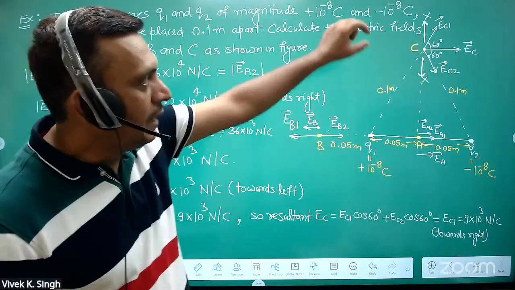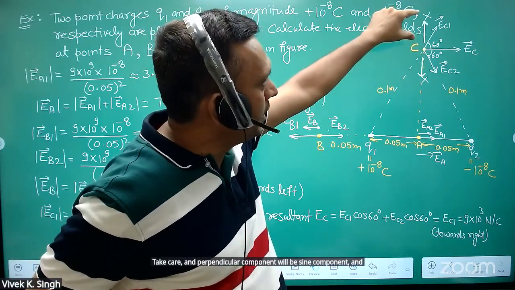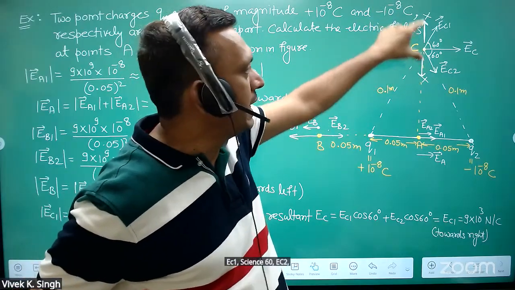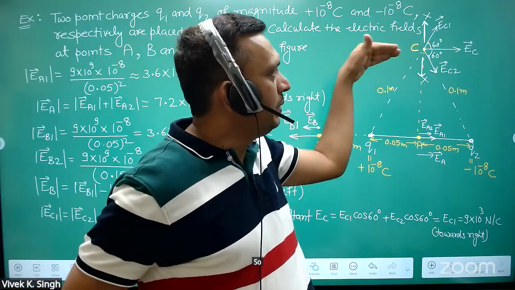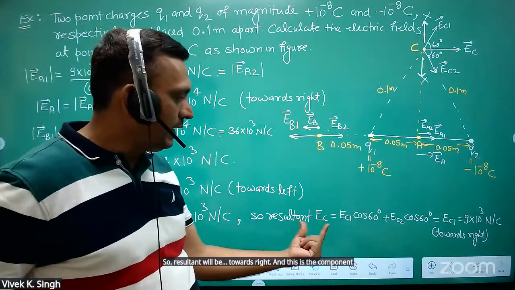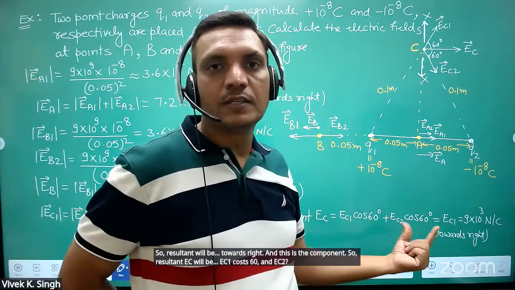Okay? And the perpendicular component will be the sine component. And this sine component, EC1 sine 60 and EC2 sine 60, will cancel out. So the resultant will be towards right. And this is the component. So resultant EC will be EC1 cos 60 and EC2 cos 60.